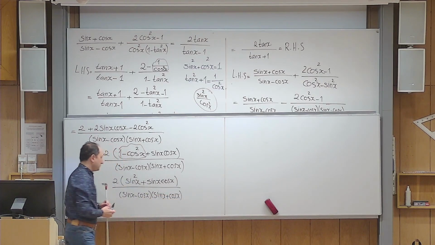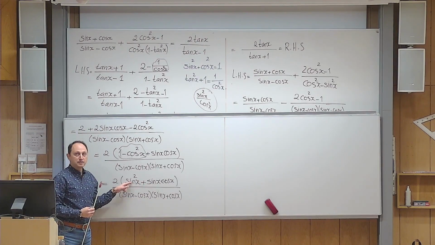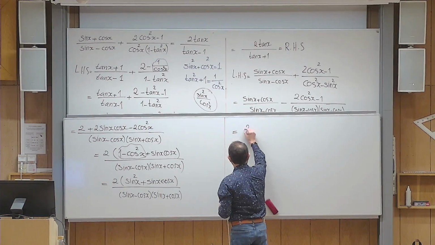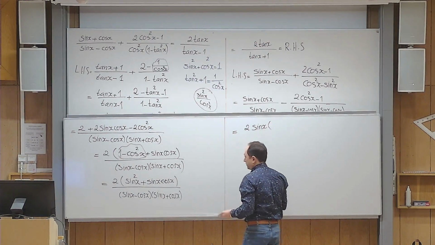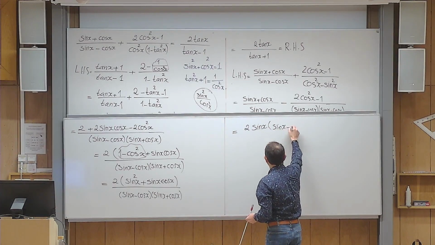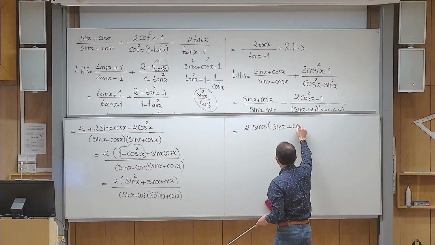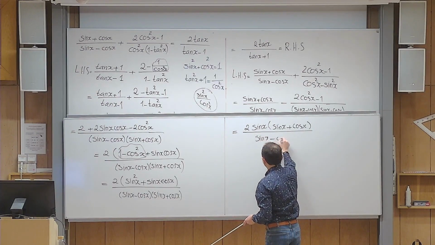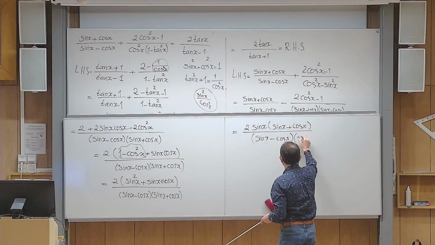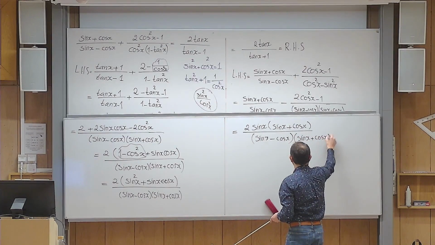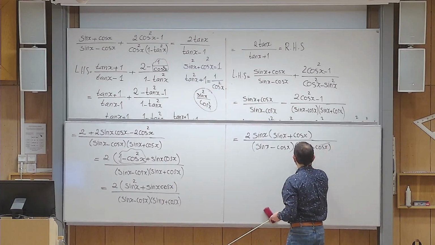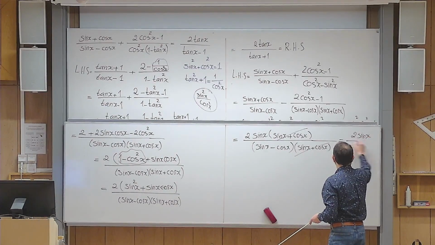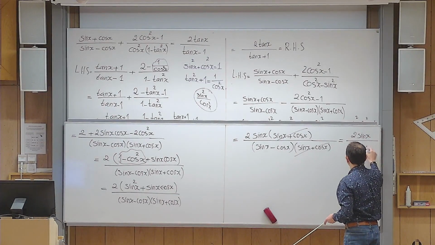Okay, then what can I do? Then fortunately you see there is a factor of sine x in common. I can pull that one out. So I have a 2, I pull a sine x out. From the first term, 1 sine x is left. From the second term, plus cosine x is left. And then in the denominator, I have sine x minus cosine x multiplied by sine x plus cosine x. And then what happens, I can take that and that away. And then what is left is 2 sine x over sine x minus cosine x.